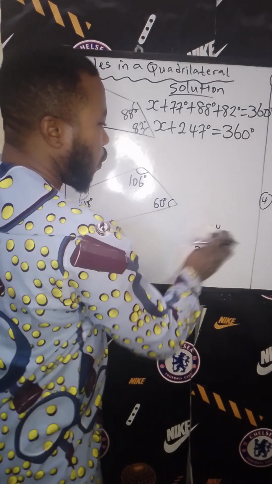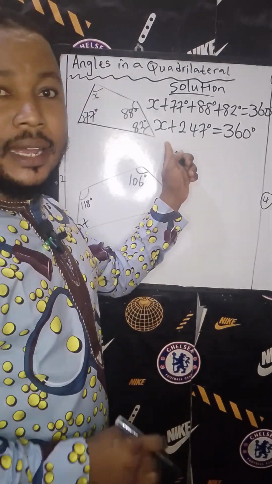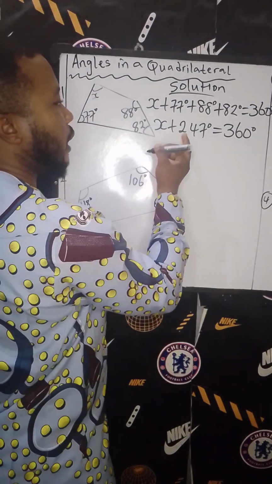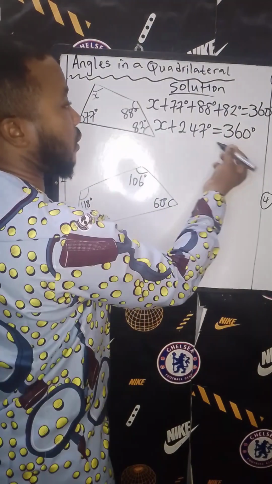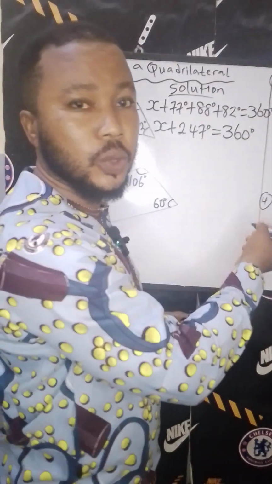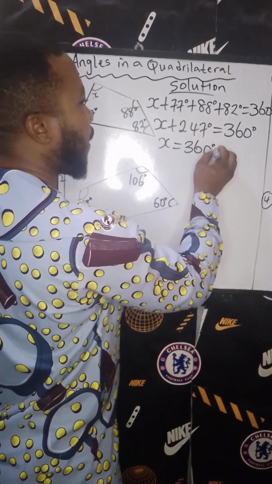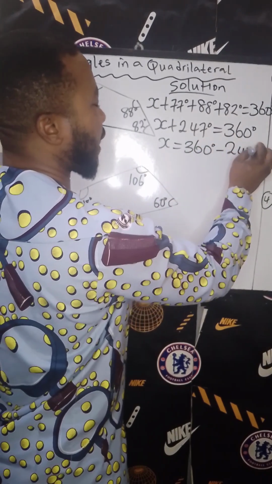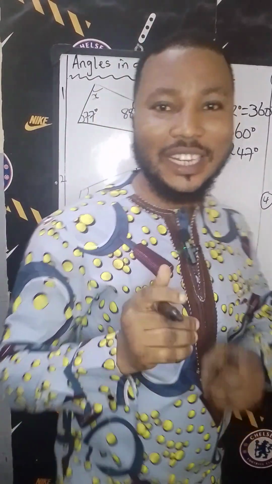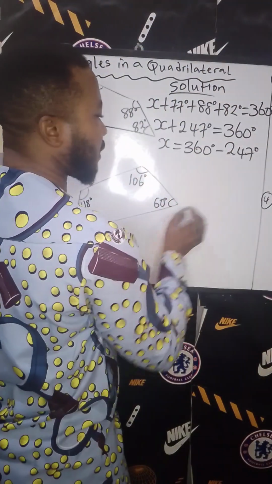Okay, so we are going to get the final answer here. We collect like terms. We move this to the other side, and going there becomes subtraction. So we're having x is equal to 360 degrees minus 247 degrees. Like I said, we don't use a calculator here. So let's still do it and get our final answer.